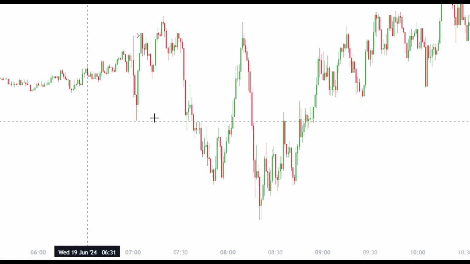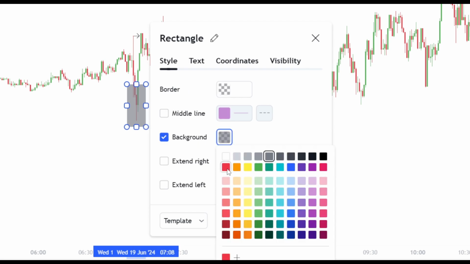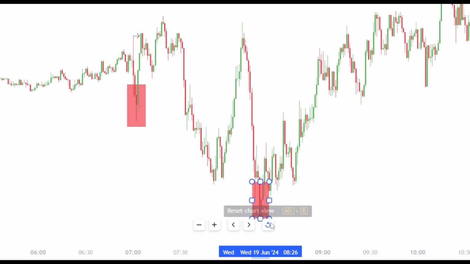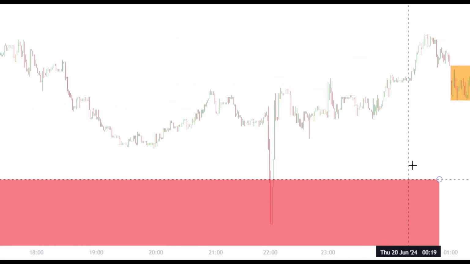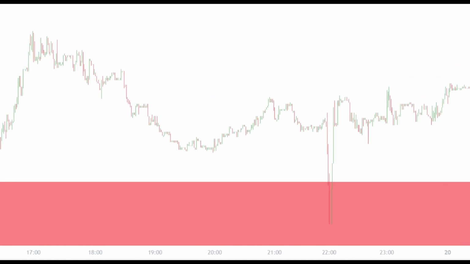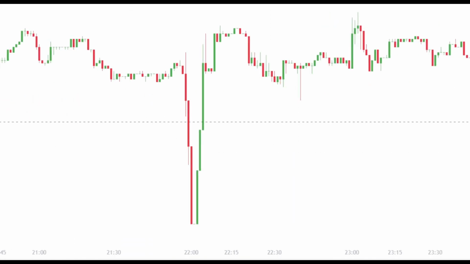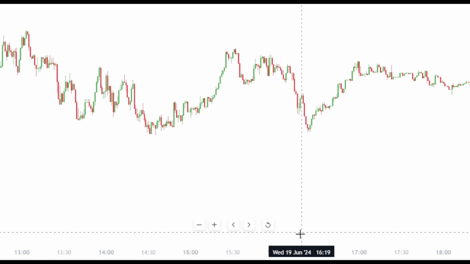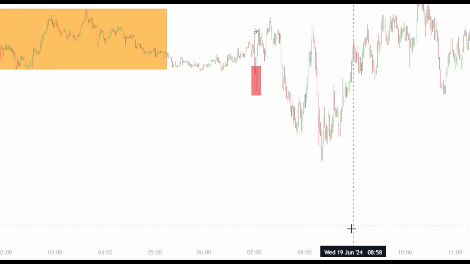Here we have a low. Let's label this in red as it wasn't the correct low. And here we have the real low. So let's label. Oh, where have we gone? Sorry for this. And now from here we have the real low, which is just over here.